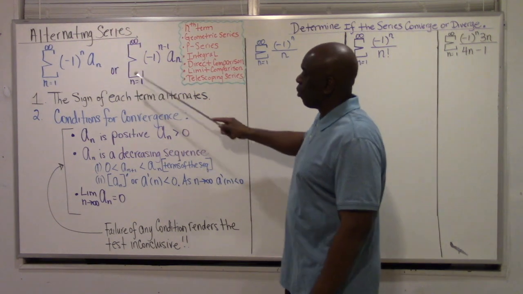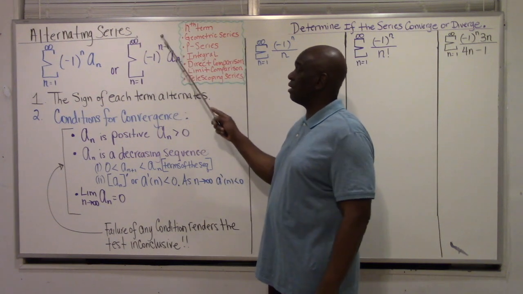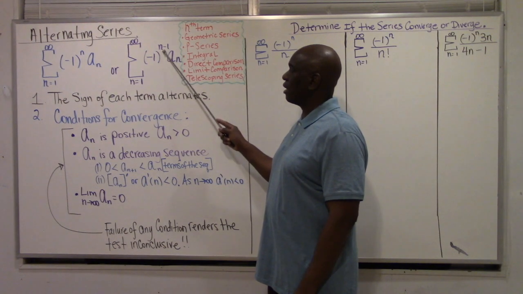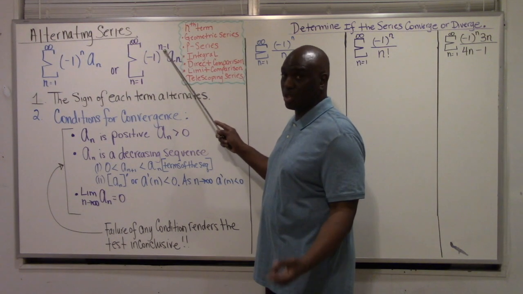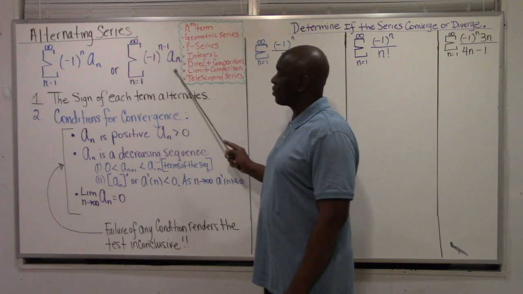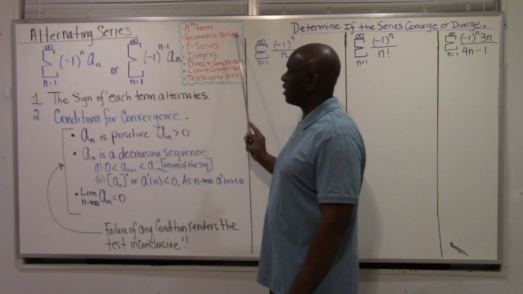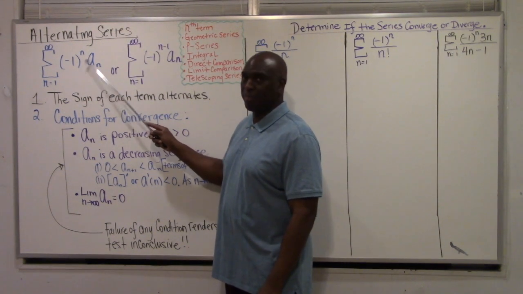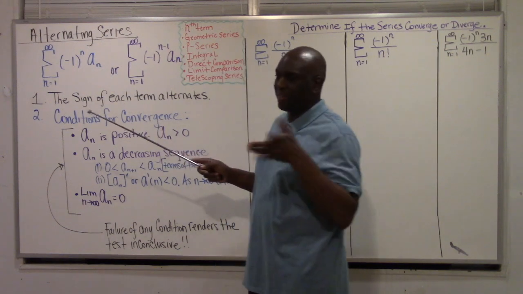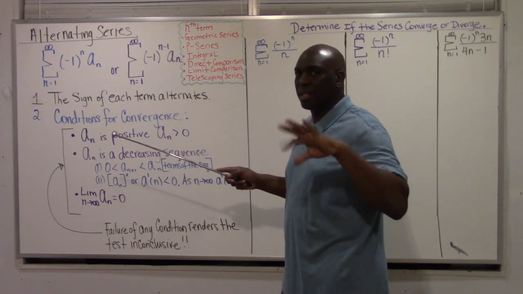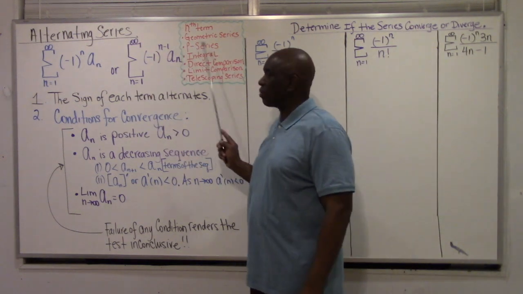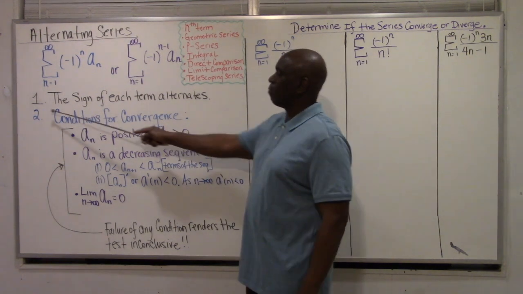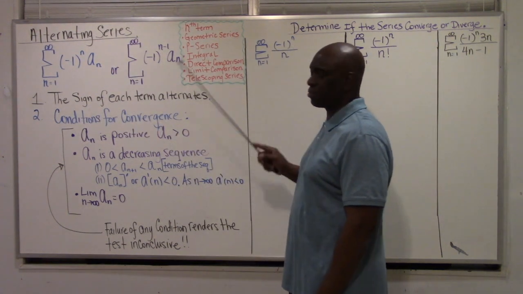Or it can be expressed as the sum from n equals 1 to infinity of (-1)^(n-1), such that when n equals 1, we're going to get (-1)^0, which is 1, positive. So this series is going to start positive, negative, positive, negative, so on and so forth. Whereas this one starts off negative first. Negative, positive, negative, positive. And if that's happening, what is it doing? Yes, it is alternating. That's what defines an alternating series. All right, point 1: the sign of each term alternates.